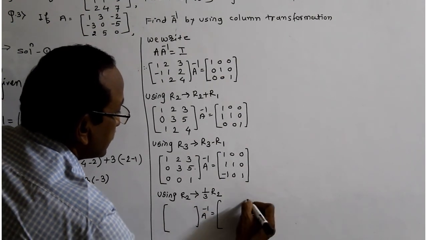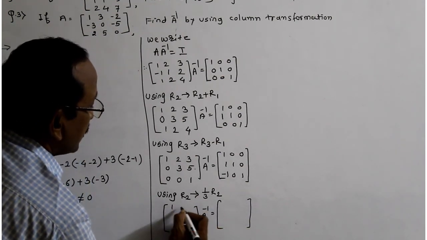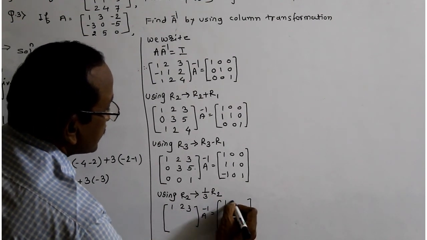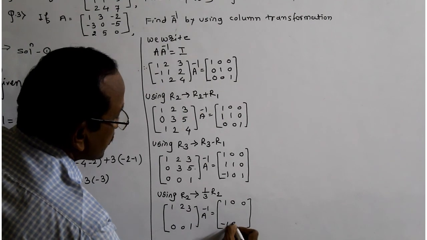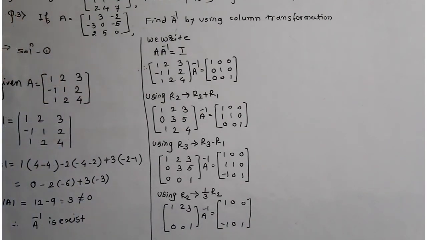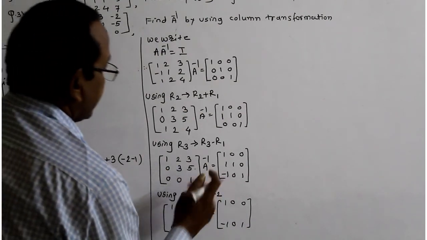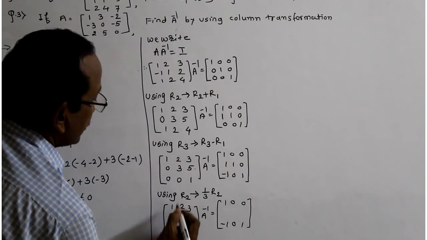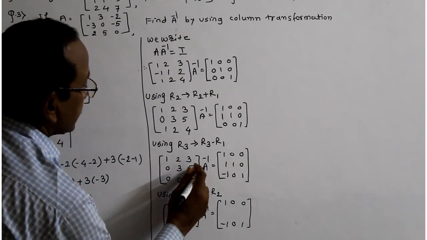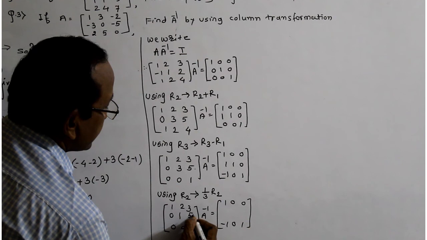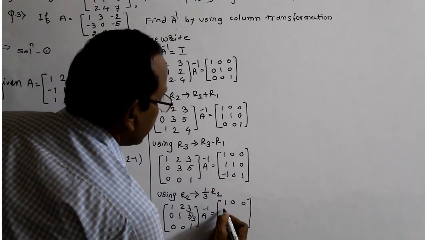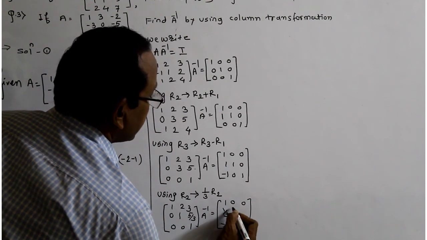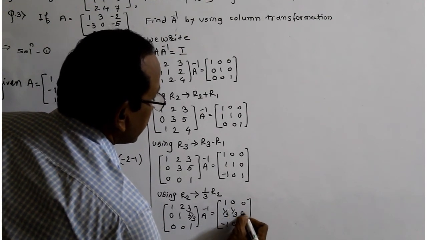Now divide by 3. Then it is 1, 2, 3, 1, 0, 0, 0, 0, 1, minus 1, 0, 1, which stay as they are. Now divided by 3 here: 0 upon 3 is 0, 3 upon 3 is 1, this 5 upon 3 is 5 by 3. Then divide 1 by 3, then it is 1 by 3, then it is 0.